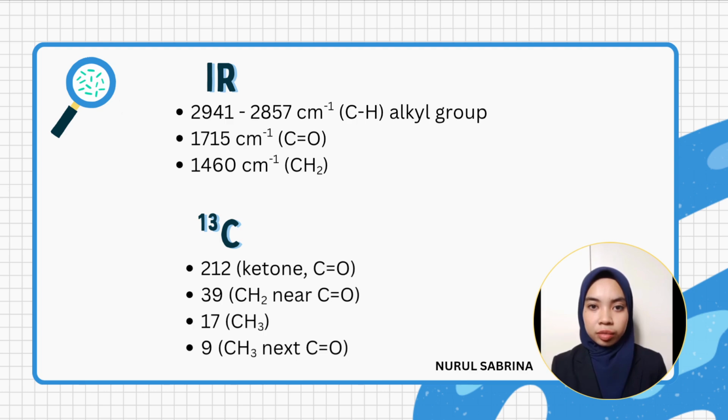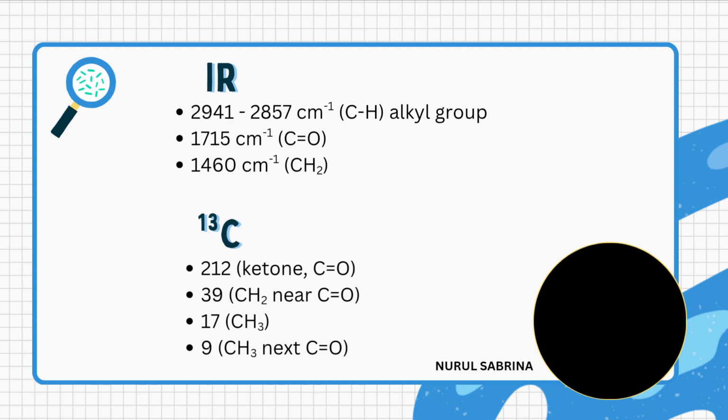Then analyze the carbon-13 signals, starting with 212 ppm. This carbon is obviously a ketone, which is C double bond O, because it is quite downfield. 39 ppm is a slightly downfield shifted CH2 carbon close to the C double bond O, and 7 ppm is the methyl group, and lastly the 9 ppm is the CH3 that is somewhat near the carbonyl group.